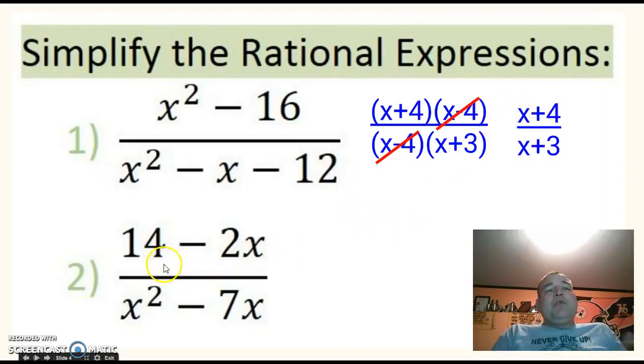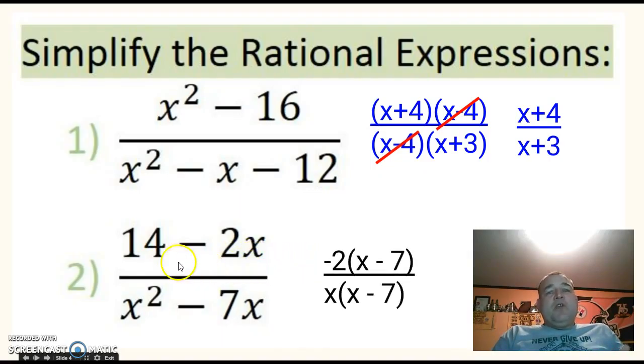Taking a look at example 2, 14 minus 2x over x squared minus 7x. Again, we're going to factor, so the numerator we take out a factor of negative 2, leaving us with the binomial x minus 7. The denominator we take out the GCF of x, leaving me with x minus 7. Like factors of the binomials of x minus 7, so we cancel each of those. And we end up with negative 2 over x.